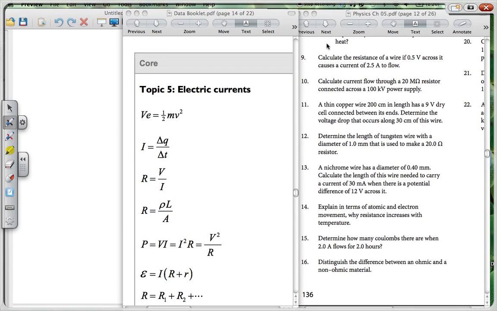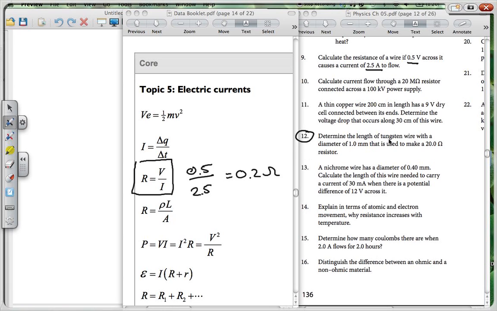Looking at question 9, we have: calculate the resistance of a wire if 0.5 volts across it causes a current of 2.5 amps to flow. So we obviously are going to be using our R is equal to V over I. We have 0.5 volts divided by 2.5 amps, and that gives 0.2 ohms. So that's pretty straightforward.